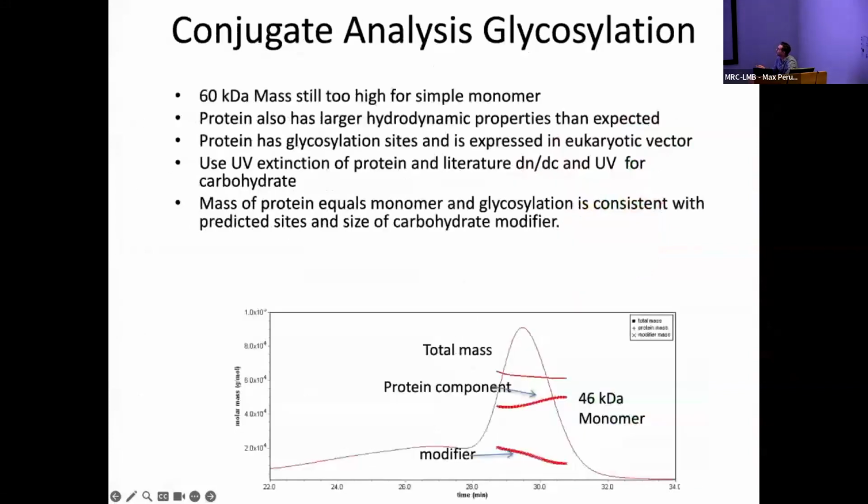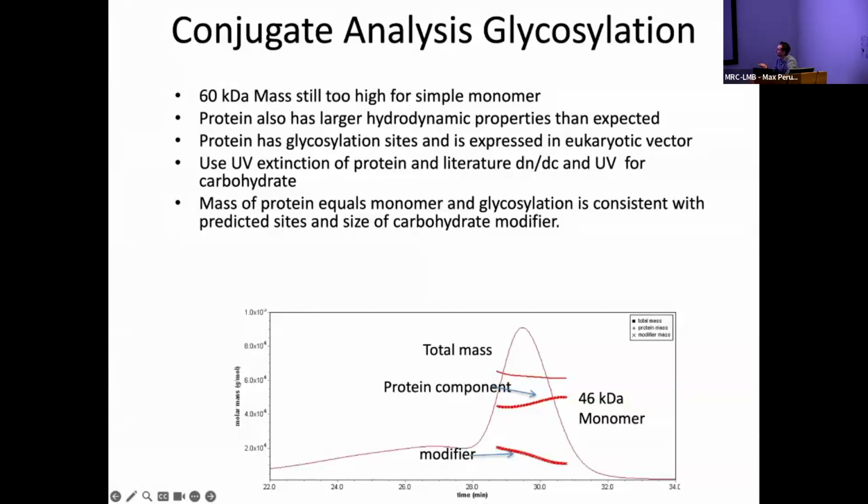This protein came out as 60 kilodaltons. So if you just run a normal analysis, you'll get this total mass and it's 60 kilodaltons. That doesn't make any sense because the protein was 46 kilodaltons, so it isn't a dimer. But they knew that it had glycosylation sites. It was expressed in a eukaryotic vector. So obviously it was suspected that it would be glycosylated.